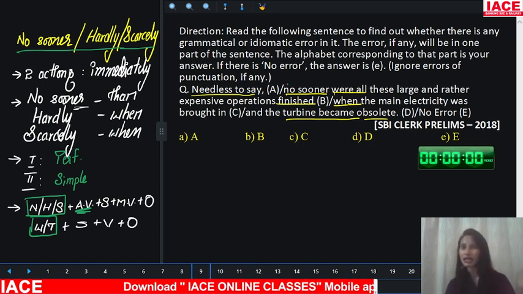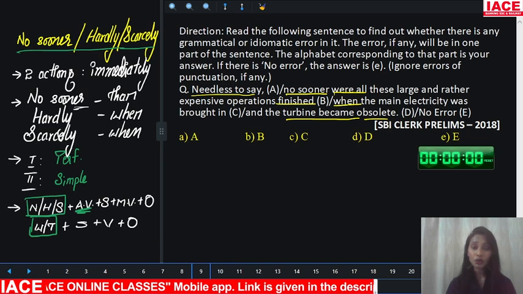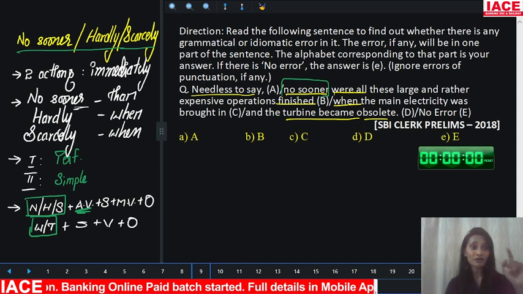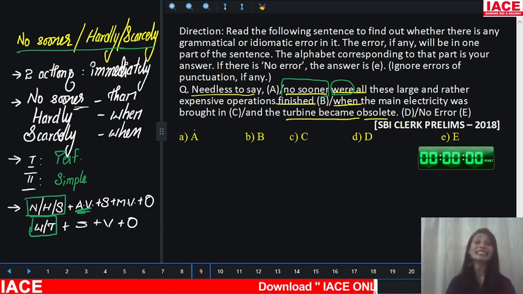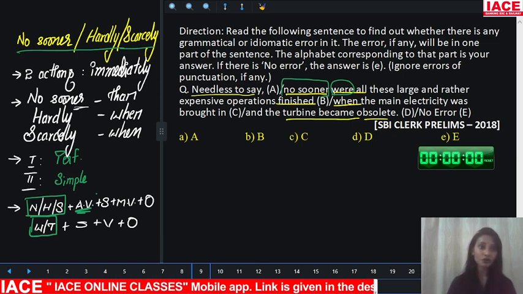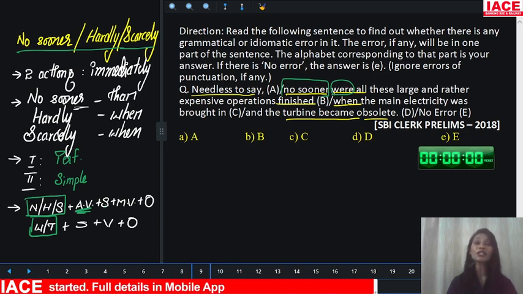Alright. Now our sentence begins with no sooner. You see, needless to say is an expression, put it aside. So the sentence begins with no sooner, immediately followed by the verb here, right? So it is correct. No sooner were all these large and rather expensive operations finished. So no sooner is followed by the auxiliary verb were, and all these large and rather expensive operations is our subject. Finished, main verb. It is in passive voice.